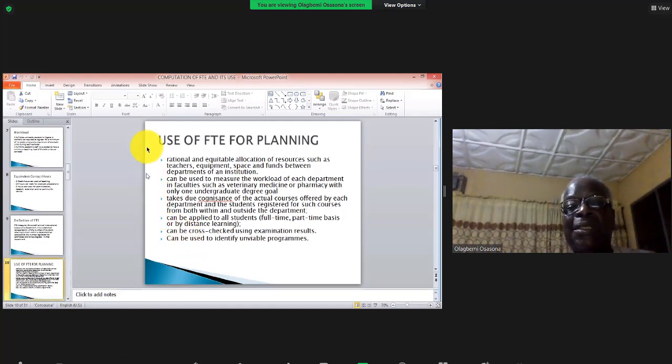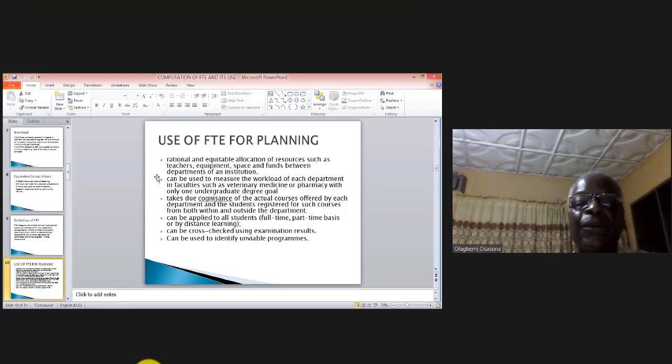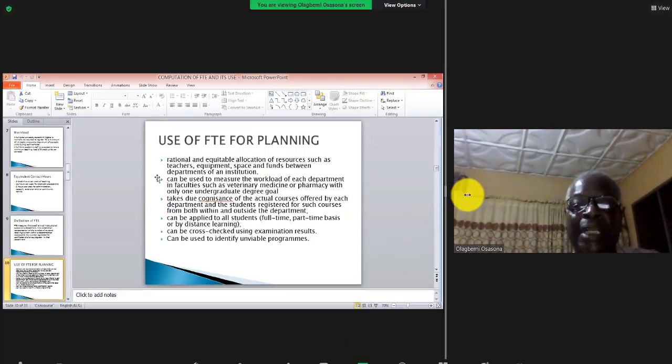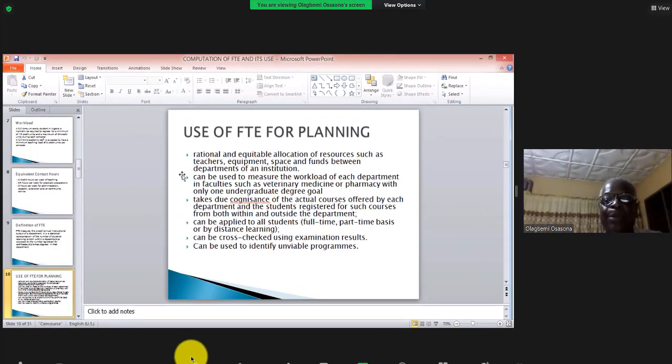What are the uses of FTE for planning? FTE helps in equitable allocation of resources. When you are talking of allocating resources, it is FTE, not headcount, because headcount could be low. I've given an example of mathematics. The headcount could be low. There could be only 10 wishing to have a degree in mathematics. But because the department is offering services to other faculties, other departments, the FTE could be as high as 90.